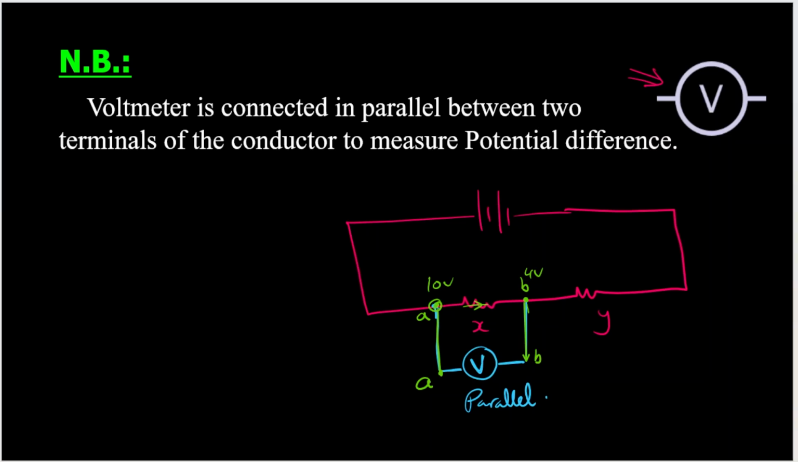Can you see? Now the voltmeter is measuring the potential difference between A and B, which is exactly the potential difference between the 2 terminals of the resistor X.